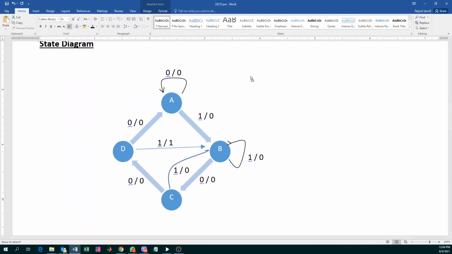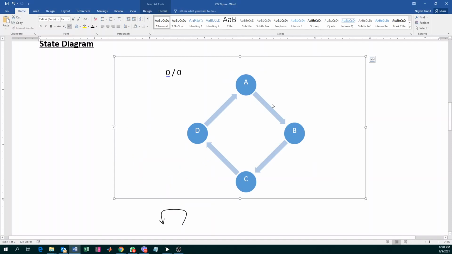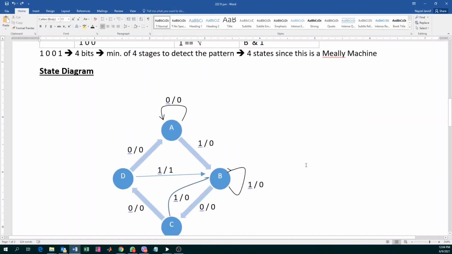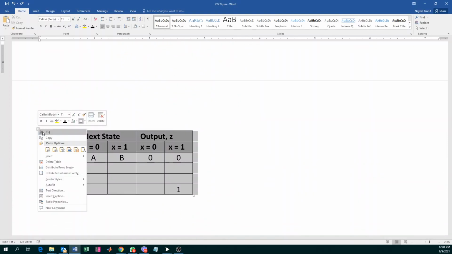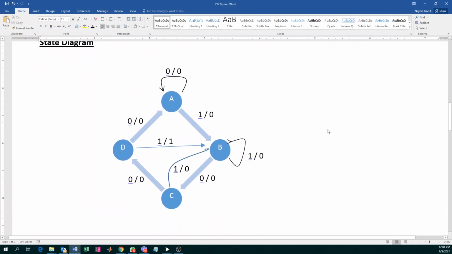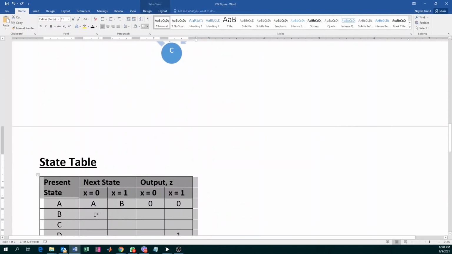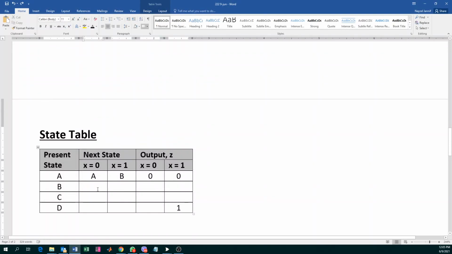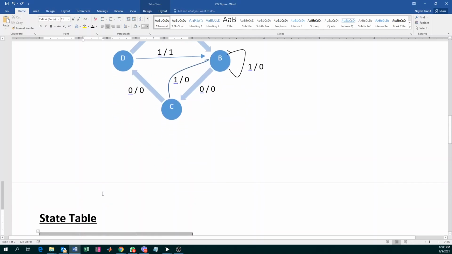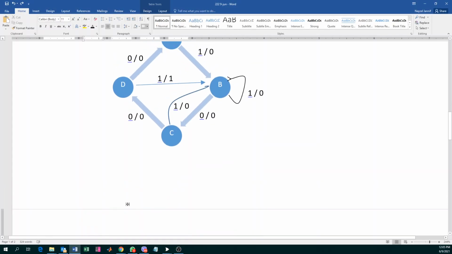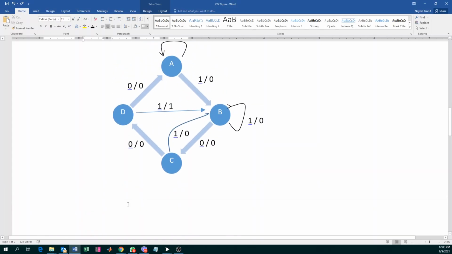Just bear with me, guys, if I can move this. I was trying to put that beside it. If your current state is now B and your input is 1, where do we go to? We go to B, yeah?